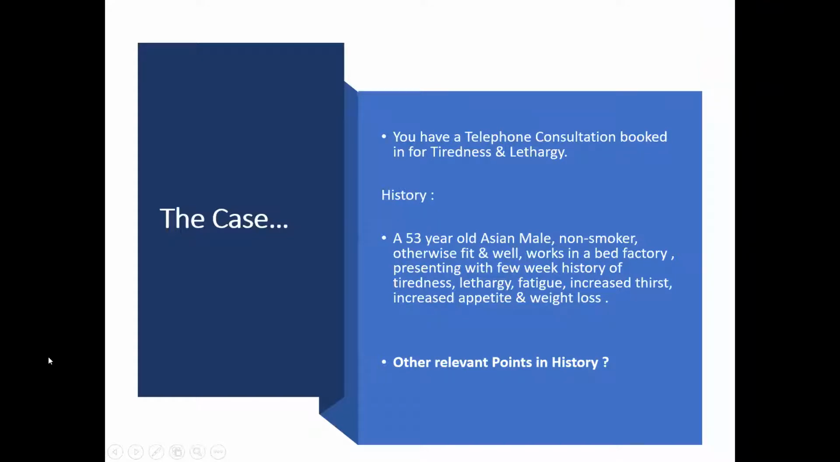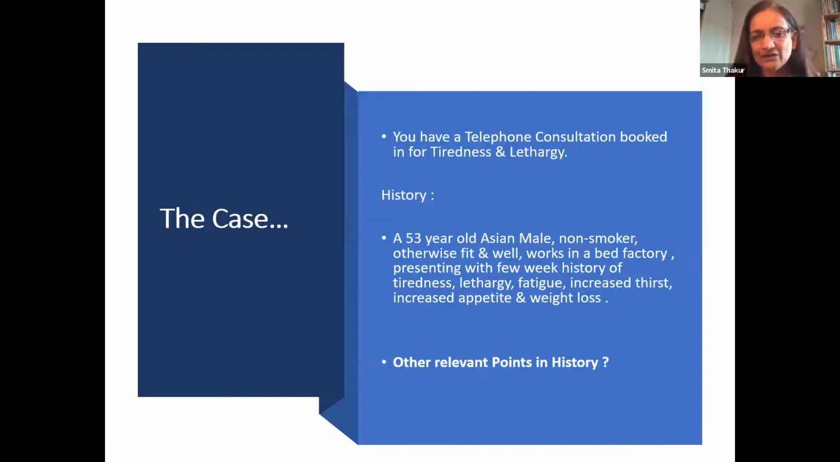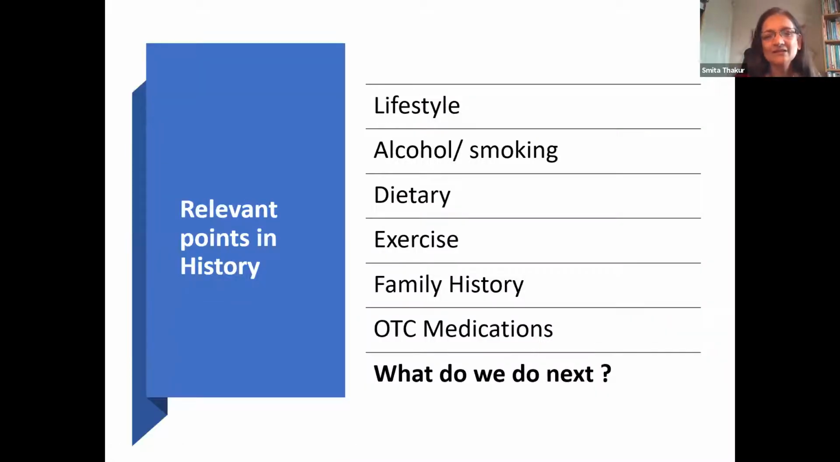There's nothing in the chat box so far. So obviously we know he's a non-smoker. We need to know a few more things. What's his lifestyle like? Is there any alcohol history? We would like to know about the dietary history, exercise, family history, which is very relevant, and whether he's taking any over-the-counter medications. So once we've done the telephone triage and got a relevant history, what do we do next?